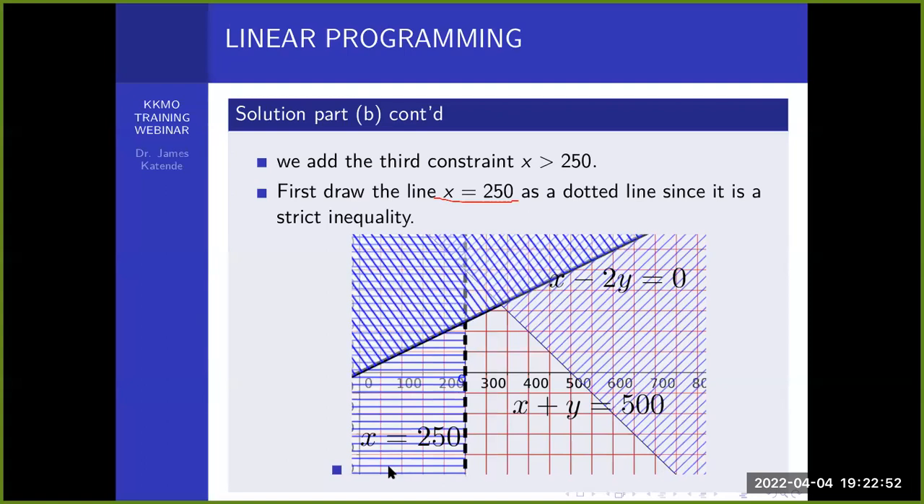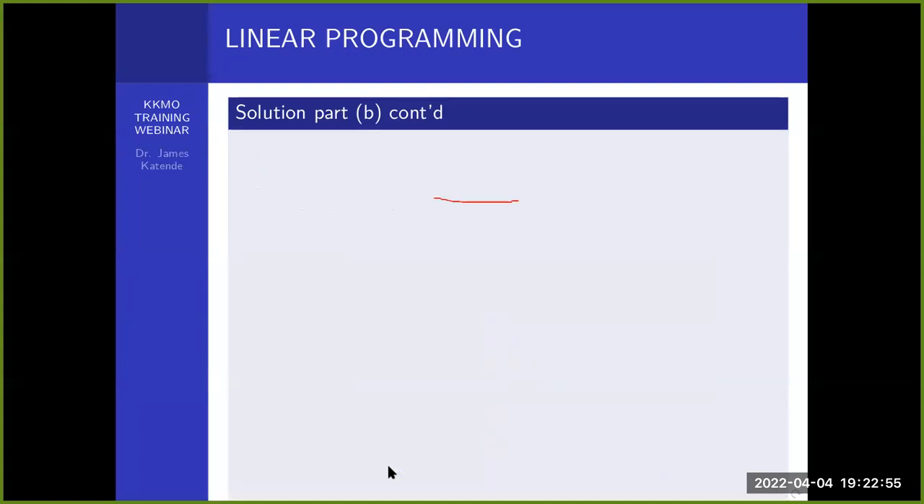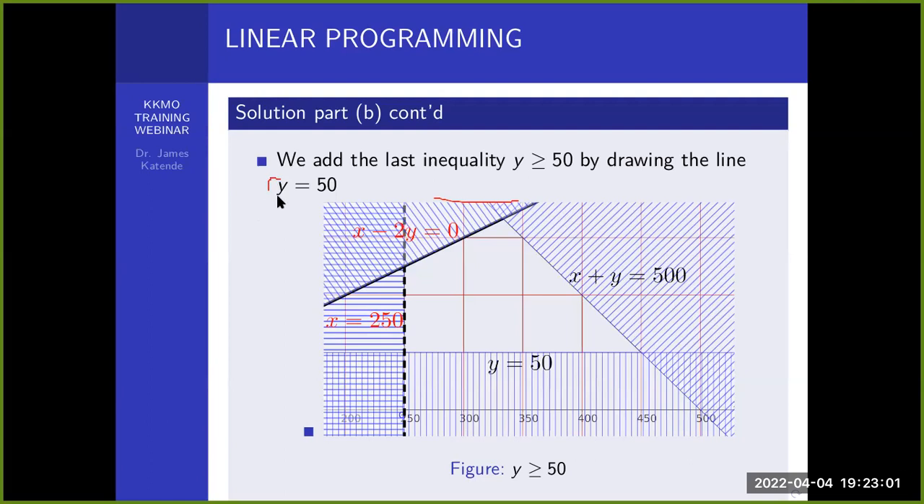That's what we have. So we still have one more inequality, and that is Y is greater than or equal to 50. So again, our border will be Y is equal to 50. Once you have the border, you can figure out which side you will shade. So what is in the middle here is the feasible region, the points that will satisfy all the inequalities. Anything outside this region will not satisfy the inequalities. So one thing to note also is that this is a strict inequality.